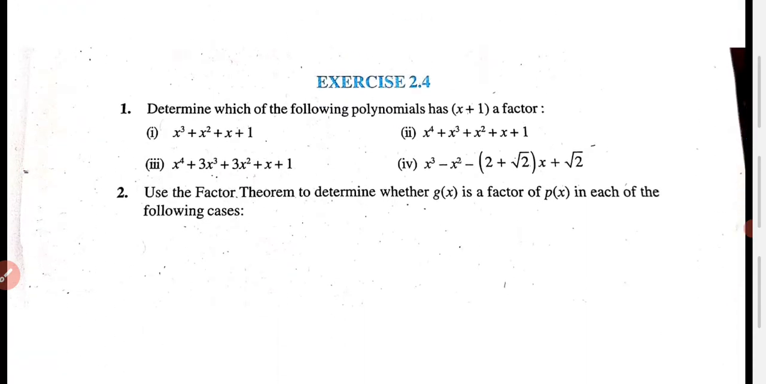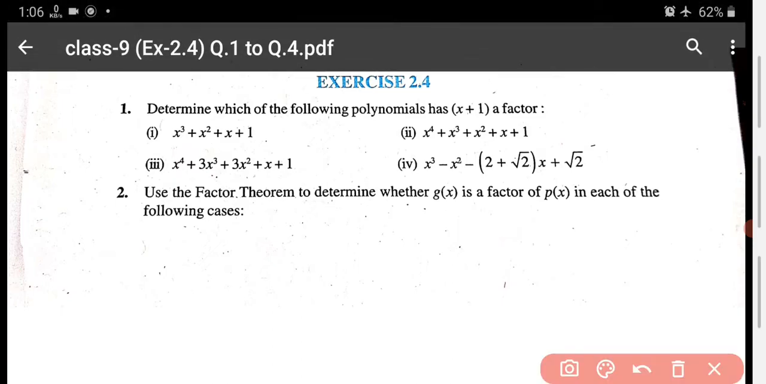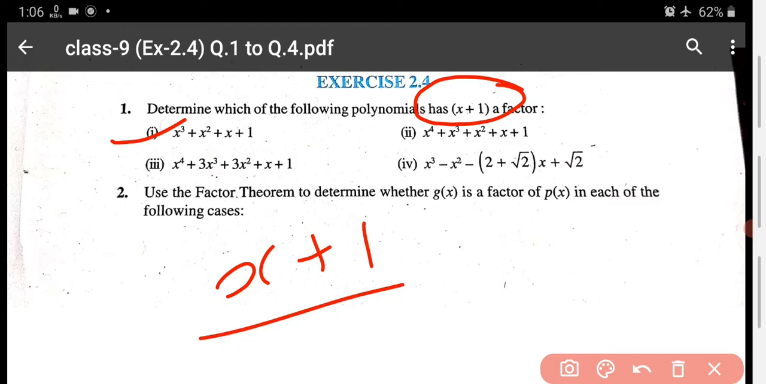Your first question is: determine which of the following polynomials has x plus 1 as a factor. In this question, a polynomial is given here, and x plus 1 as a factor is given here. Now, you have to determine whether x plus 1 is a factor of which of the following polynomials.